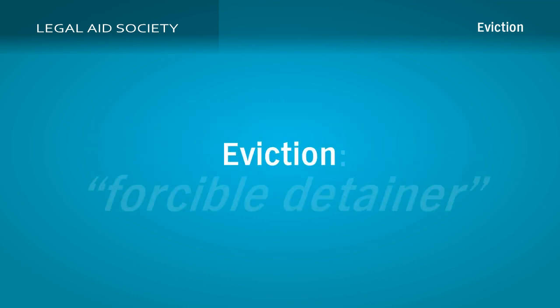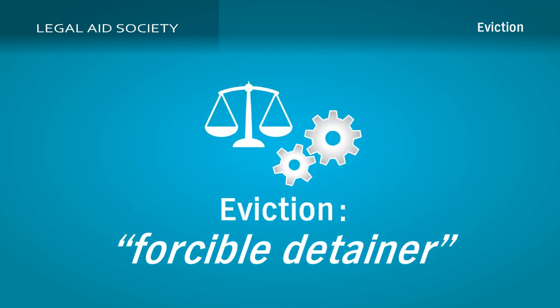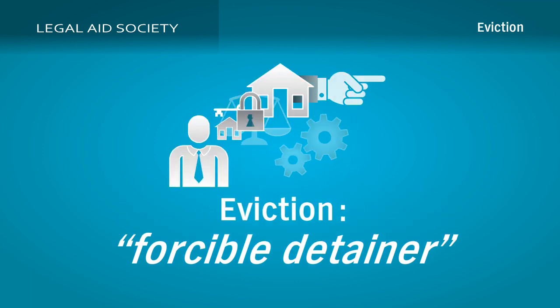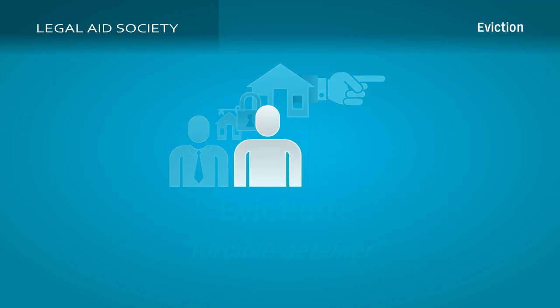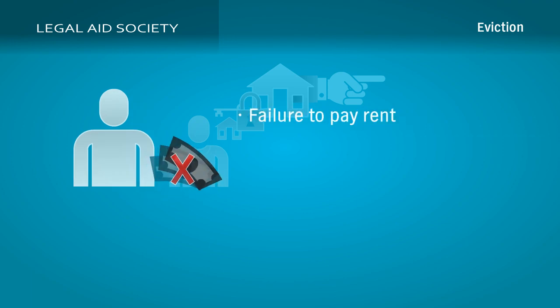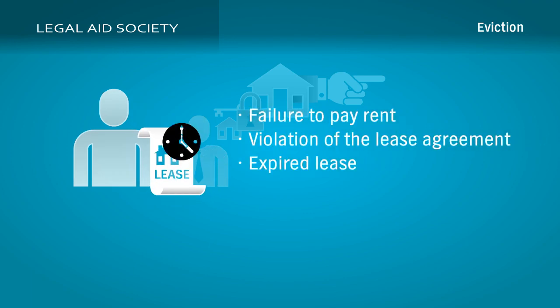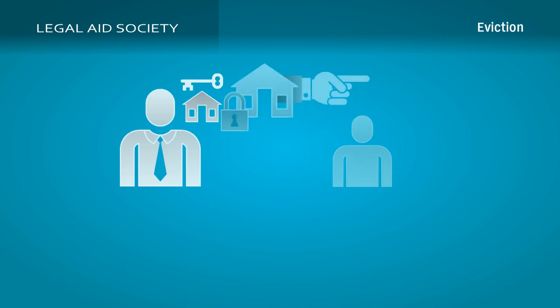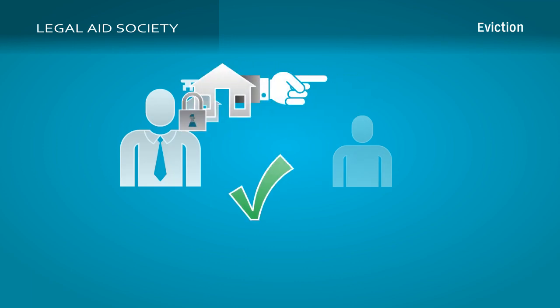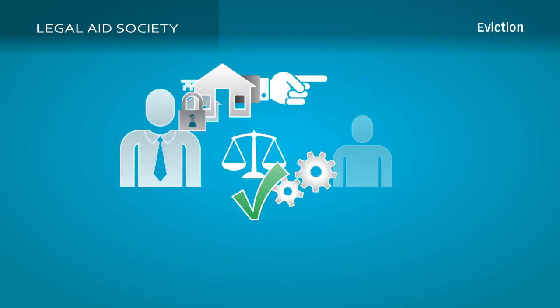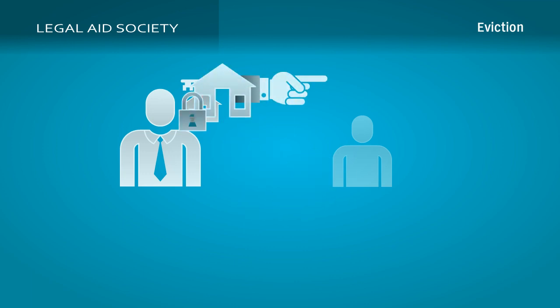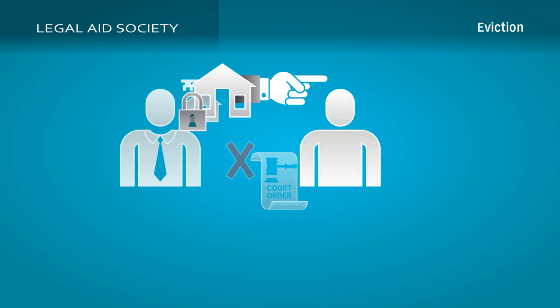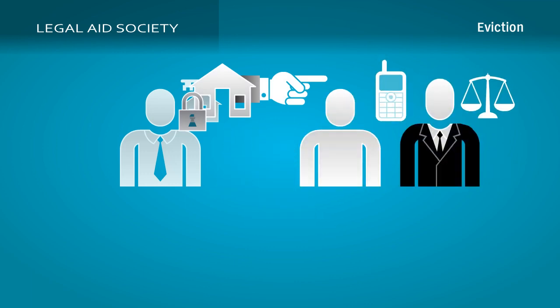Eviction is legally known as forcible detainer. It is a legal process a landlord must go through to remove a tenant from rental property. A tenant can be evicted for failure to pay rent, violation of the lease agreement, or because the lease is expired. A landlord can only evict a tenant if he has gone through the correct legal process, which will be discussed later in this video. Since a landlord cannot evict you without going through the correct legal process, if a landlord tries to evict you without a court order, you should immediately call the police and then call an attorney.